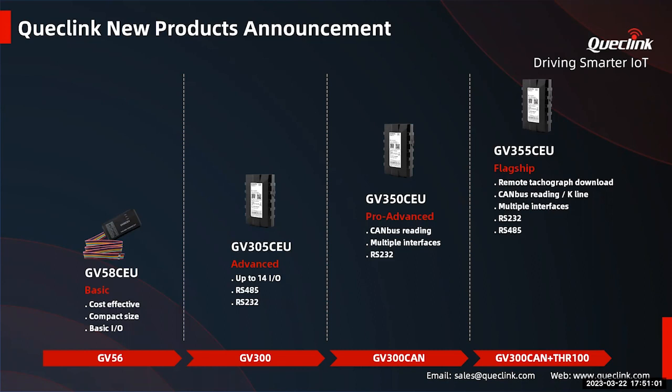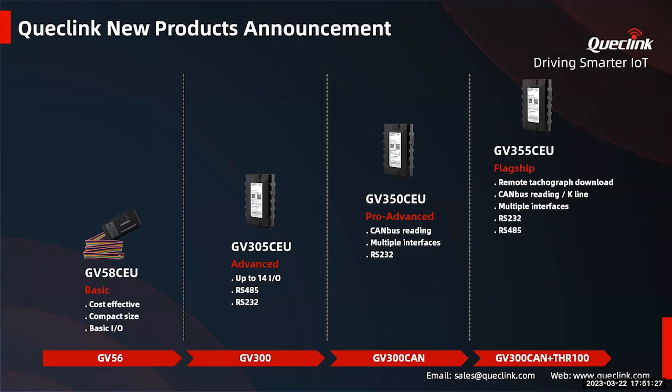So we developed GV305 CEU on top of GV300. This device is again rich in number of inputs and outputs. As you can see, 14 pins, like 14 IOs. It has serial ports as well, both RS485 and RS232, supports BLE, and is rich enough for advanced fleet management solutions wherein you need to connect external peripherals, external sensors or accessories.